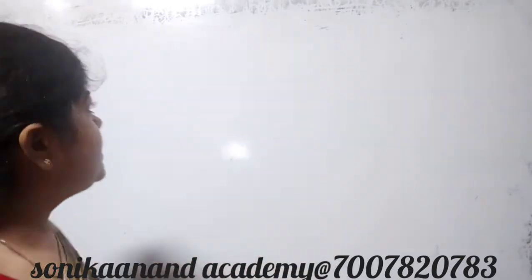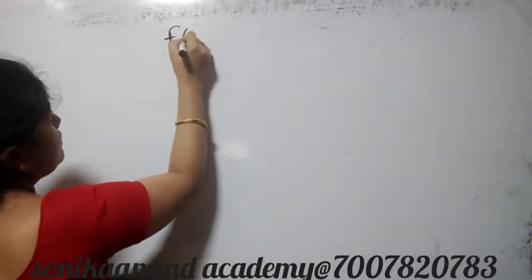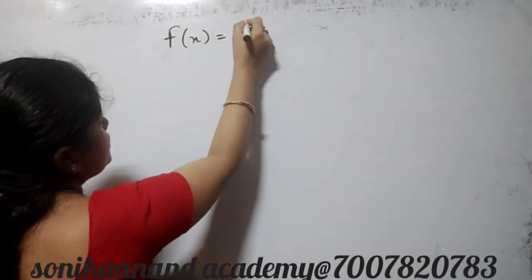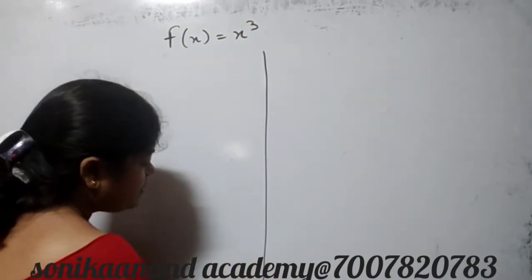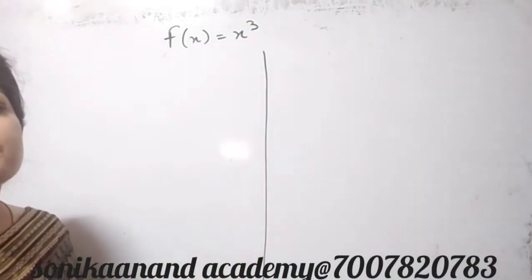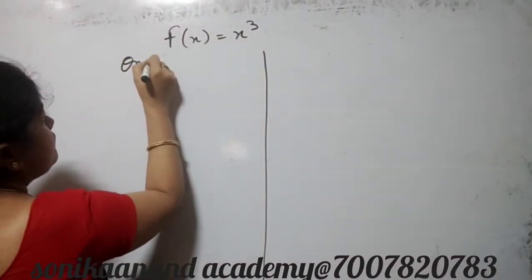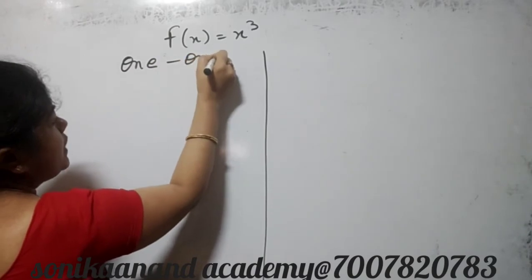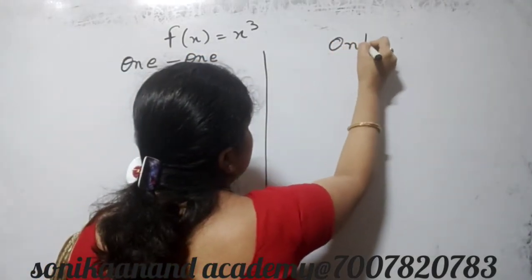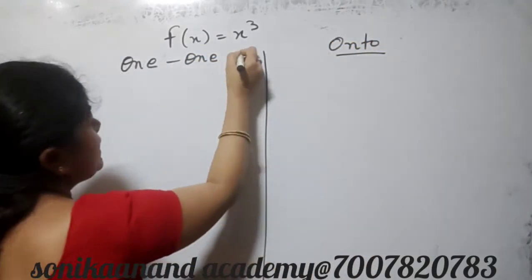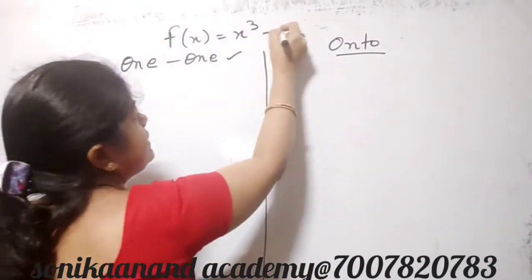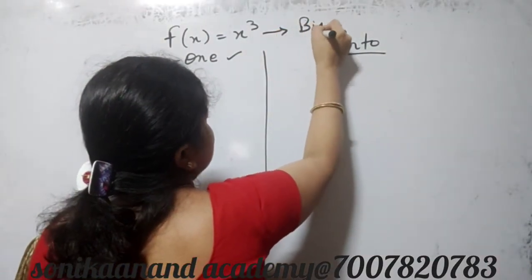Okay, now the next question. For example, we have f(x) is equal to x cube and we find out whether this function is bijective or not. For a function to be bijective, the function must be 1-1 and the function must be onto. If it satisfies both the conditions, then this function is bijective.